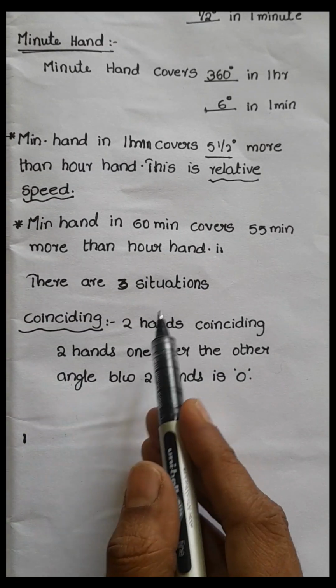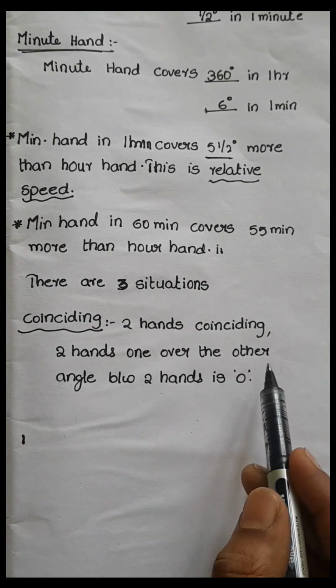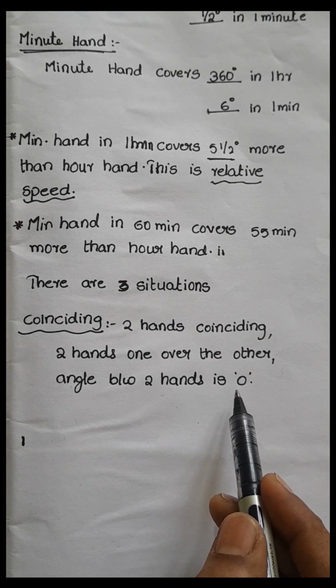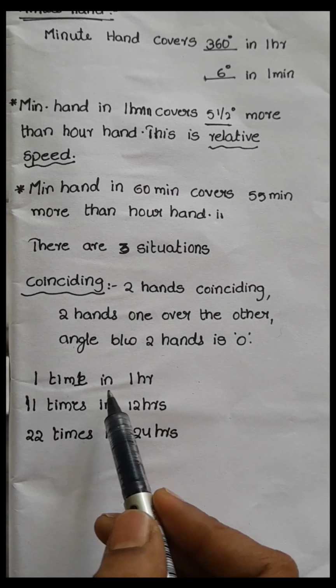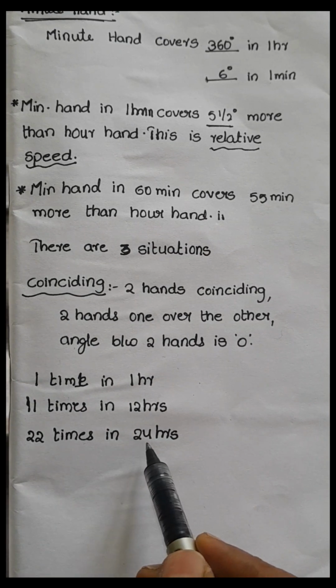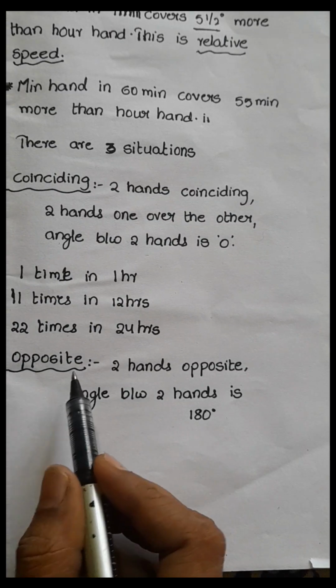There are three types of situations. First one is coinciding, or two hands one over the other, or the angle between the two hands is 0. The two hands coincide one time in 1 hour, 11 times in 12 hours and 22 times in 24 hours. The second condition is opposite.